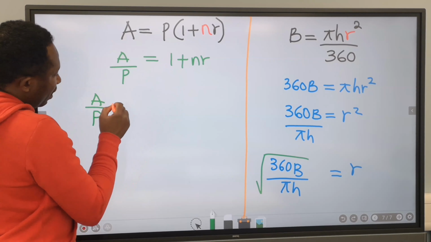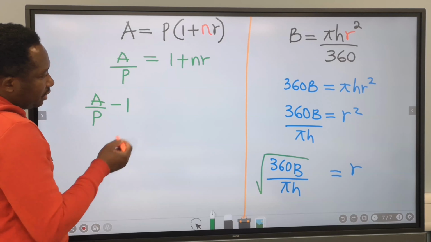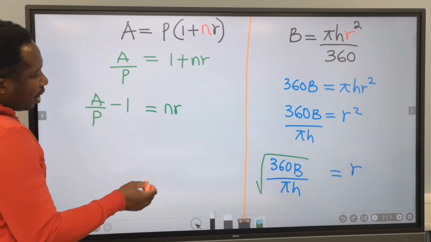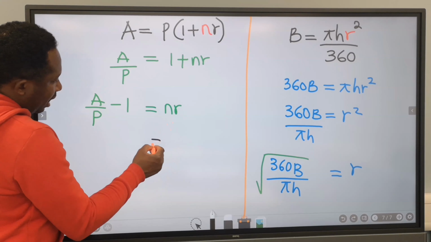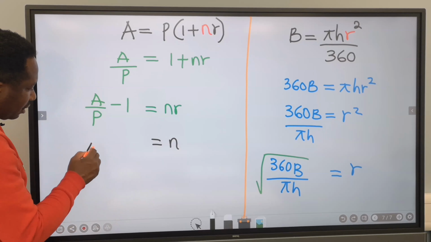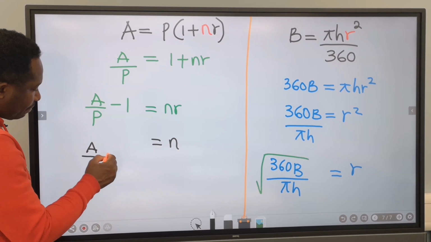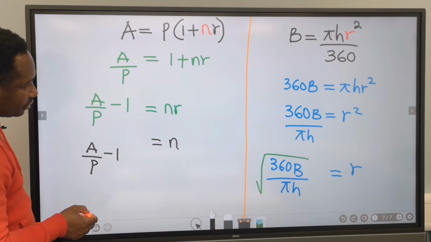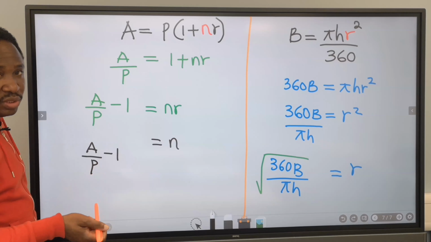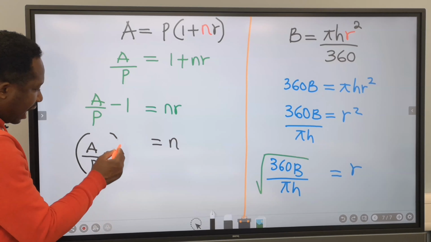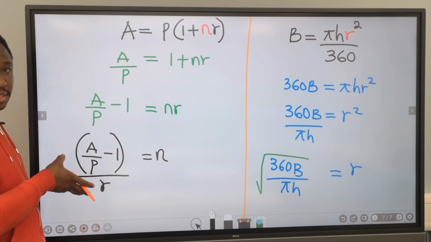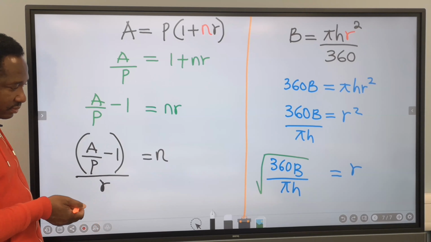1 will move and becomes minus 1. And I have n, r is free. I want to isolate n. Hence, I'm going to have n here. And on this side, I have A over P minus 1. If r moves across the equal sign, it's going to divide. Hence, r will divide everything here. And this becomes our answer.